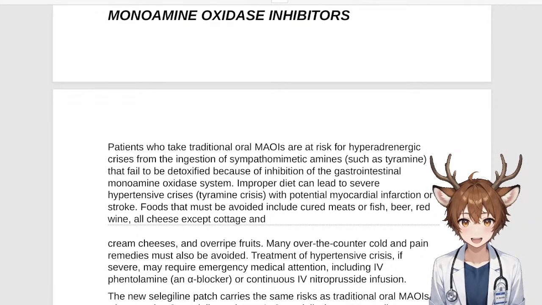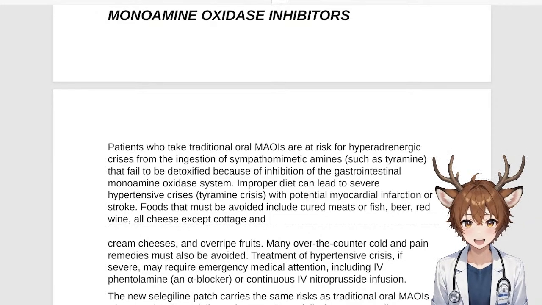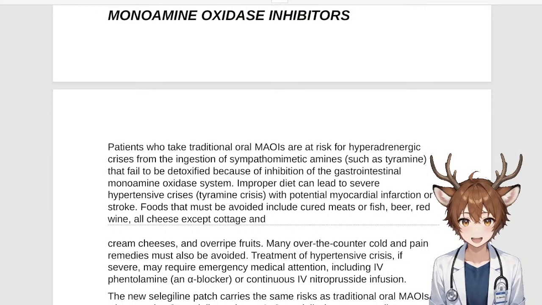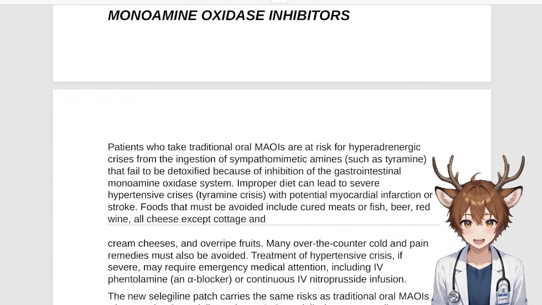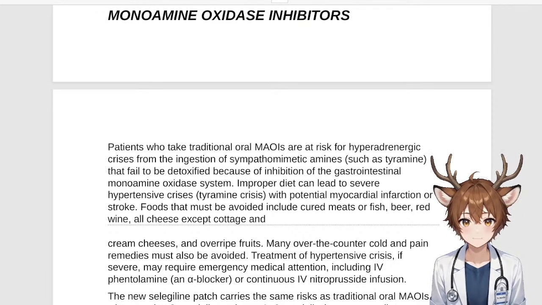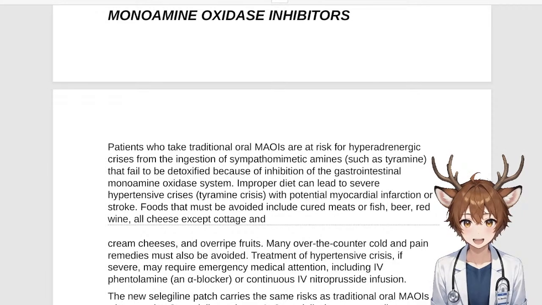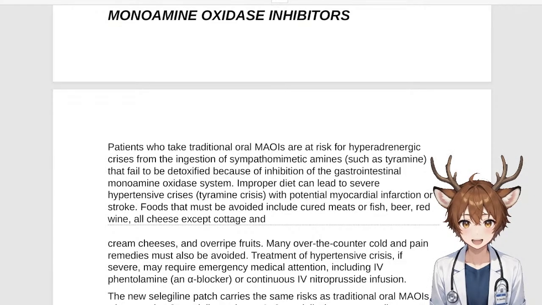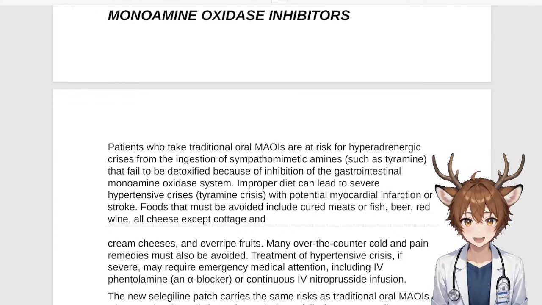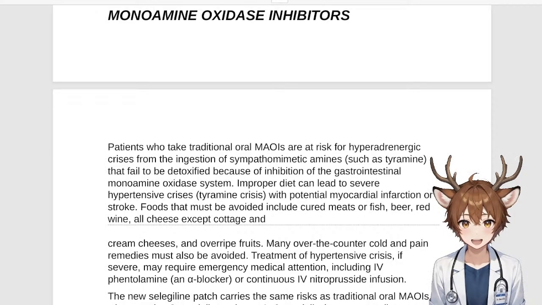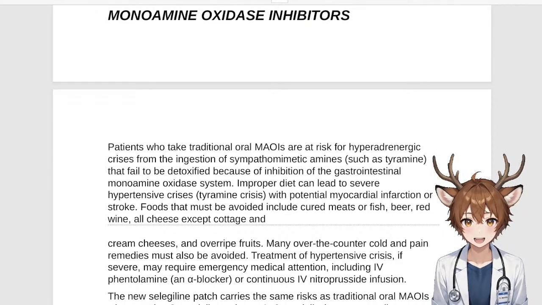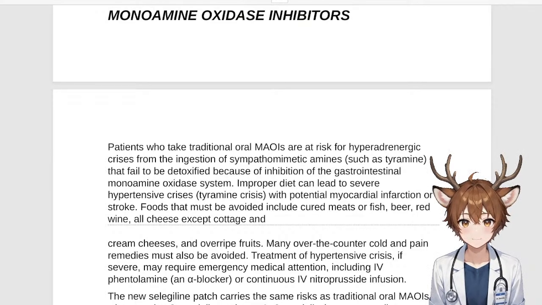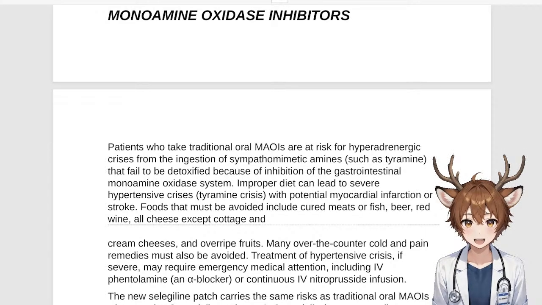Monoamine oxidase inhibitors, or MAO inhibitors. Patients who take traditional oral MAO inhibitors are at risk for hyperadrenergic crisis from the ingestion of sympathomimetic amines, such as tyramine, that fail to be detoxified because of inhibition of the gastrointestinal monoamine oxidase system. Improper diet can lead to severe hypertensive crises, tyramine crisis, with potential myocardial infarction or stroke. Food that must be avoided includes cured meats or fish, beer, red wine, all cheese except cottage cheese and cream cheeses, and overripe fruits. Well, that sounds like stuff you wouldn't mind eating, right?